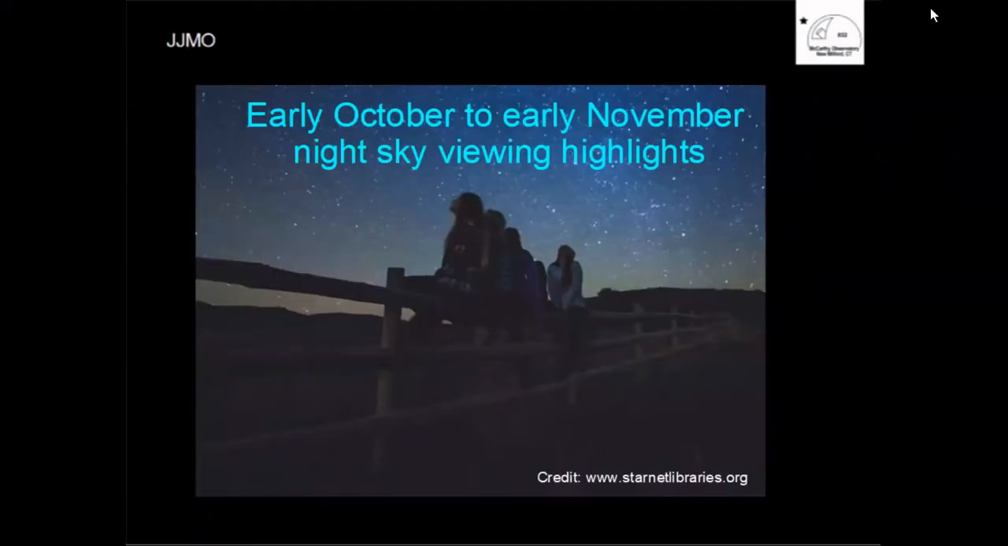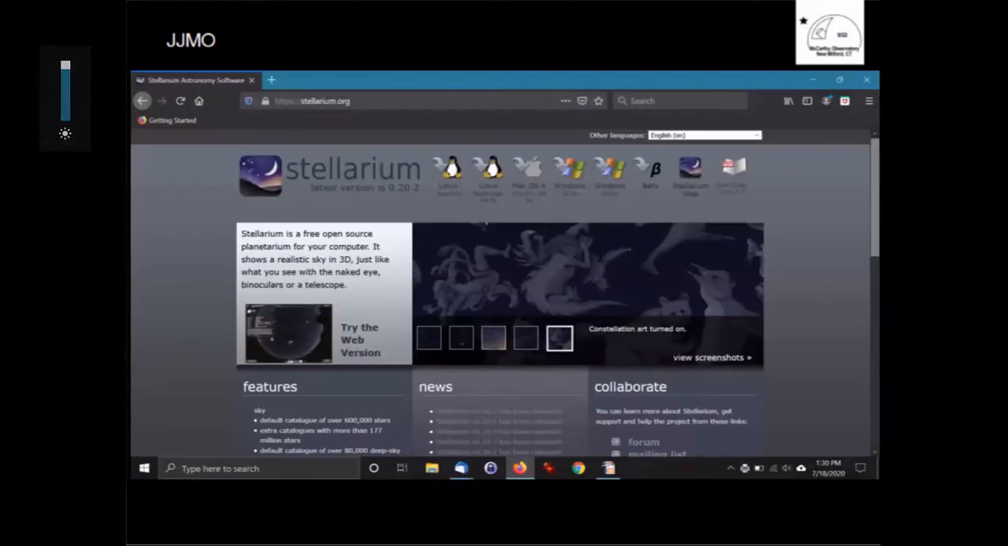All right, a little bit of this will be a repeat from last month. If you were here last month, I'm sorry you have to listen through some of this again, but most of it is new. So I'm just going to talk about the early October and early November night sky. And to do that, I'm going to show you images or screenshots from a program called Stellarium. This is their website, stellarium.org.